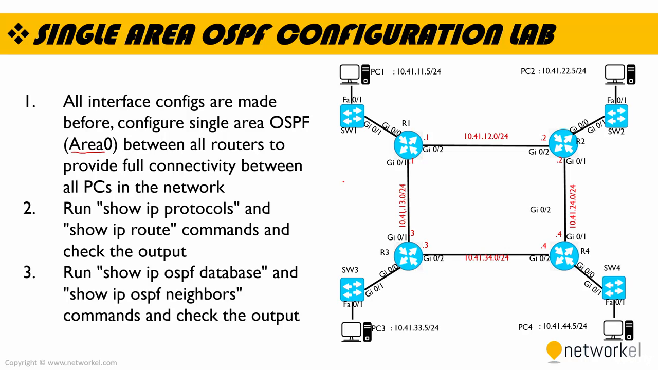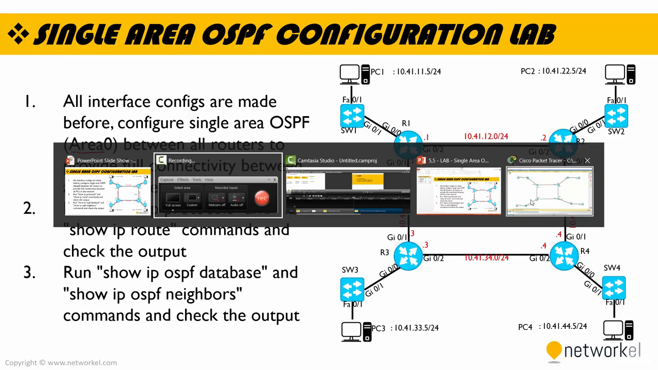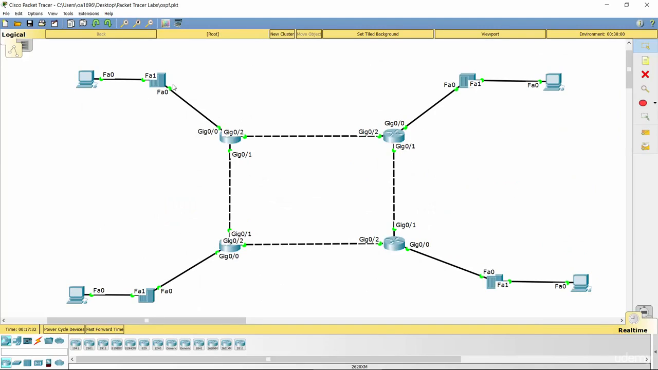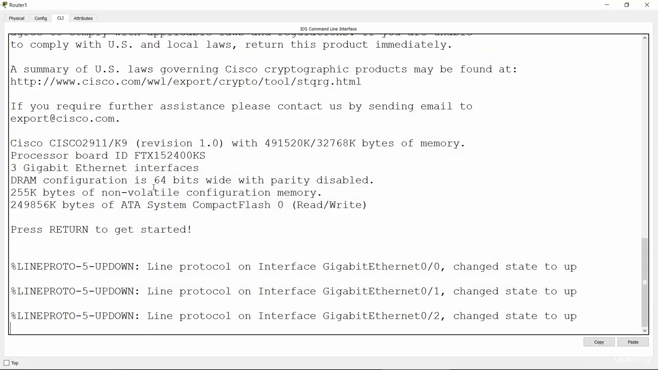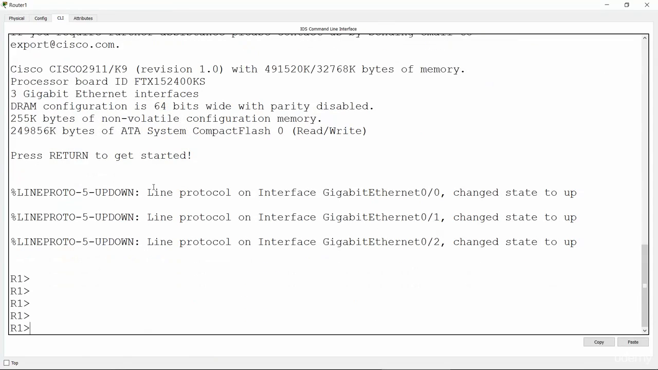And let's start with the first step. Okay, all interface configs are made before. Configure single area OSPF between all routers to provide full connectivity. I'm starting with router 1. Here is my Packet Tracer. Let's go with router 1 first. Enable.